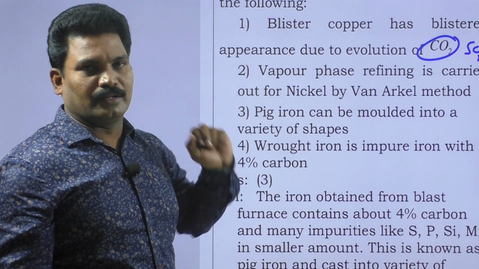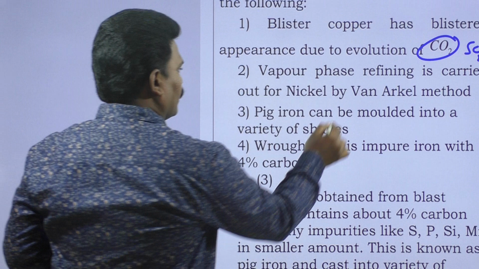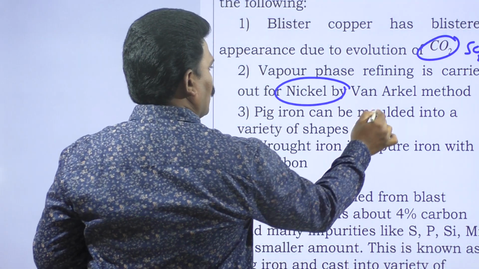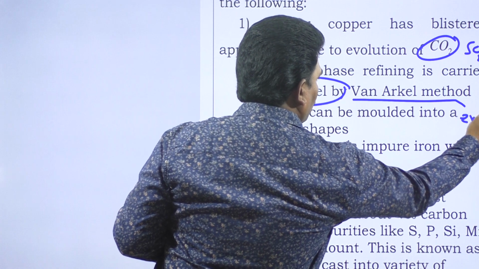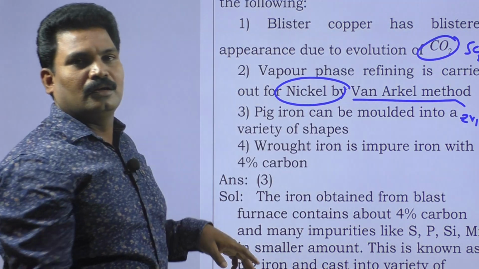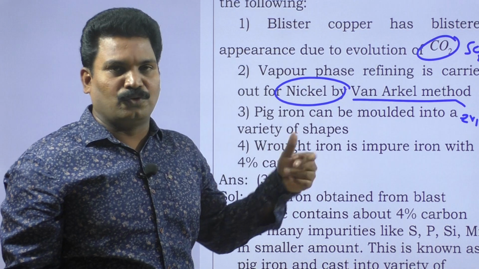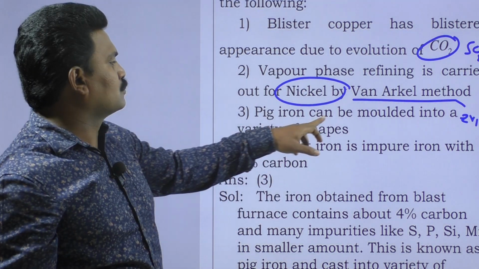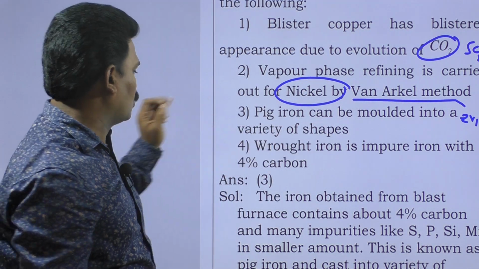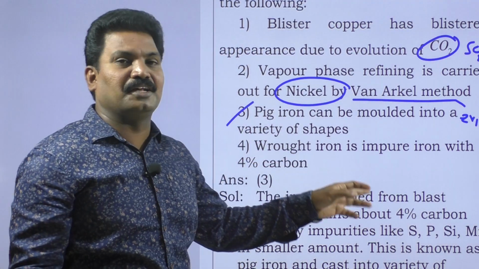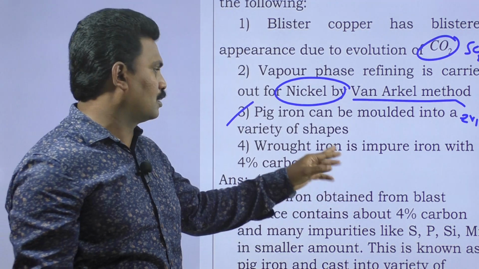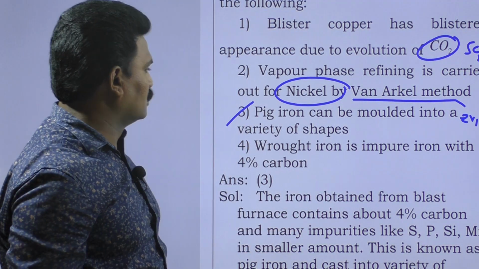Vapor phase refining is carried out for nickel by the Van Arkel method. But here nickel is purified by the Mond process, and zirconium and titanium are purified by the Van Arkel method. In the Mond process, nickel is purified. And then pig iron is molded into a variety of shapes. So the option is the third option. Okay, fourth option, wrought iron is the purest form but not an impure form. So option 3 is the correct answer.